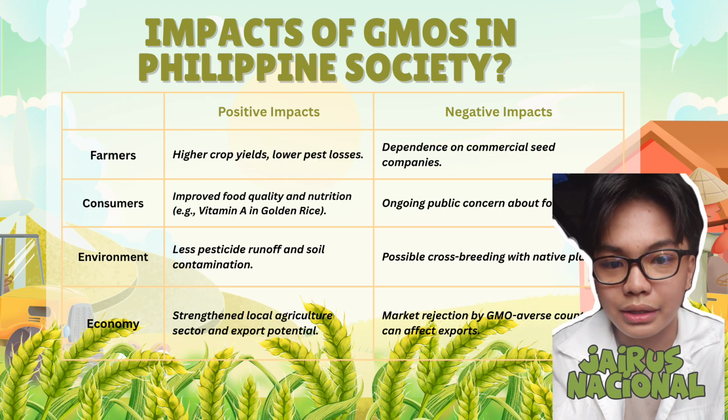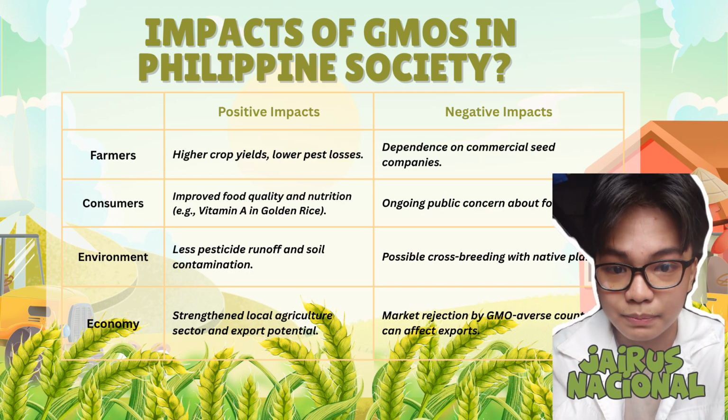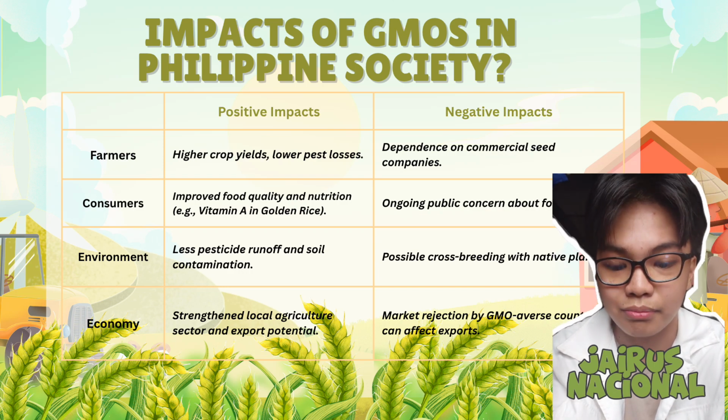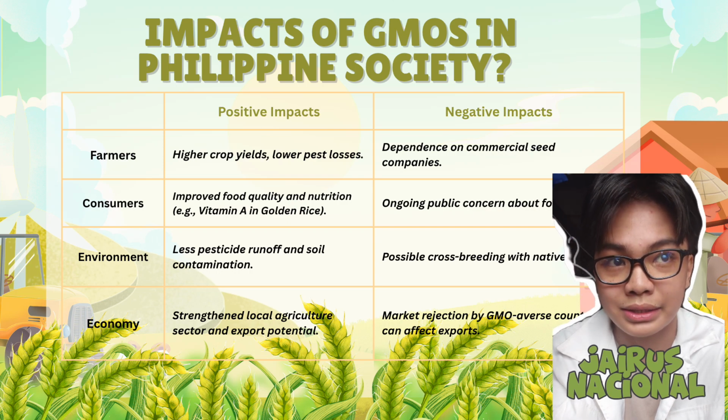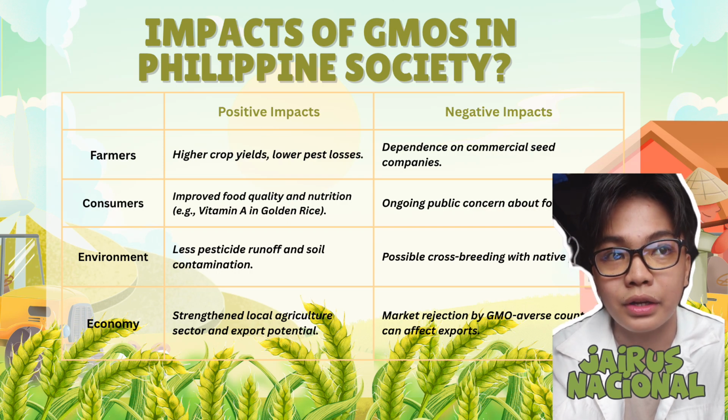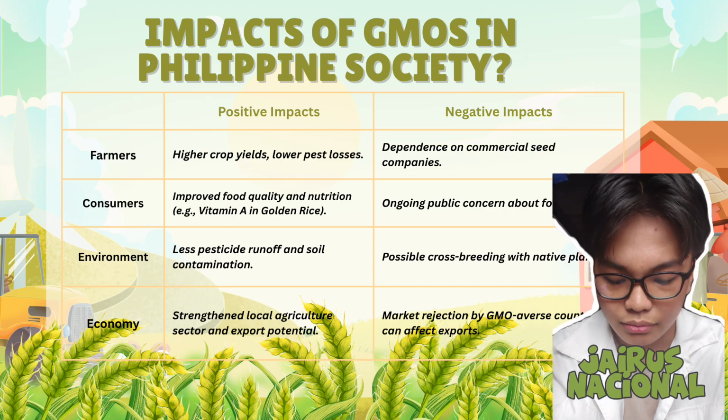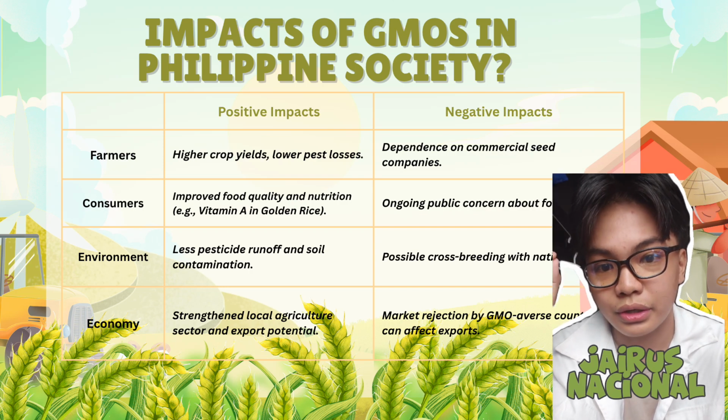And environment naman is possibly the cross breeding with our native plants and risk for pest resistance over time, kasi yung paggamit ng ganong GMO is nawawala rin yung pesticides nila dun. So sa economy, market is more affected, our export.